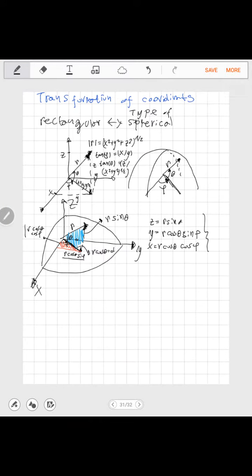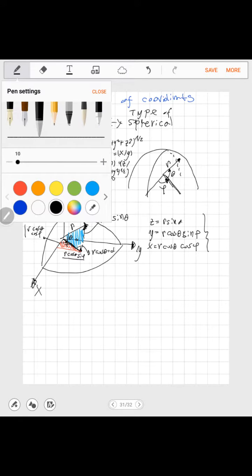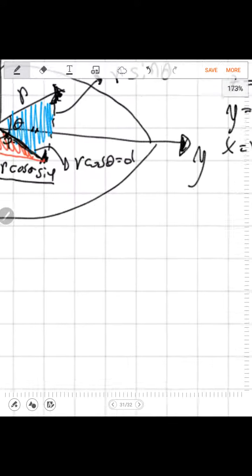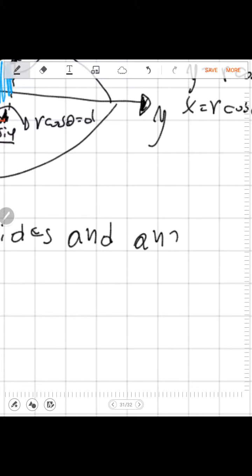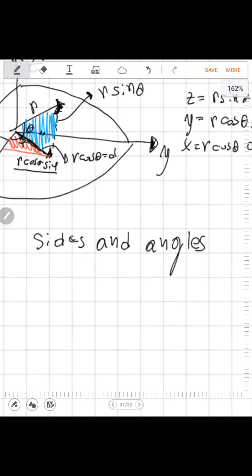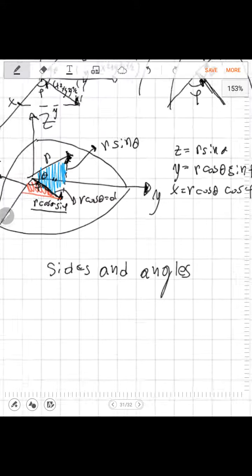So that's what we have. So in the next video I'm going to explain how from here to get the relationship between sides and angles in a spherical triangle. So see you later.